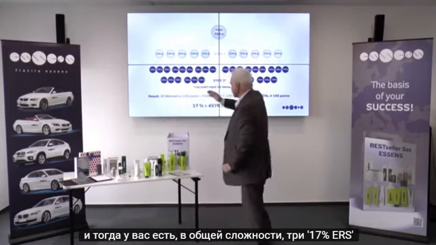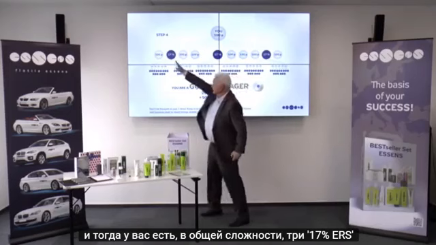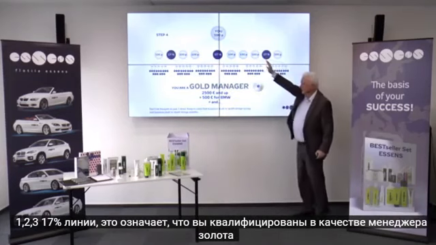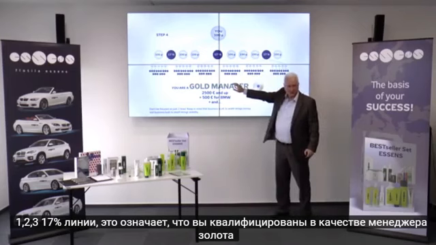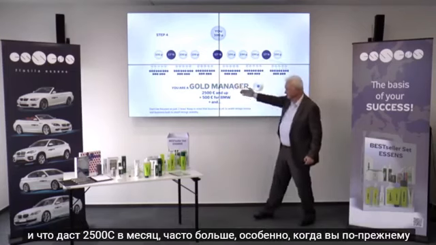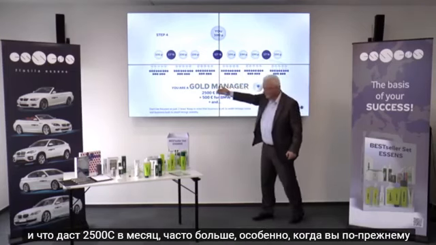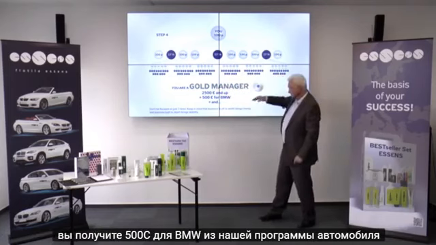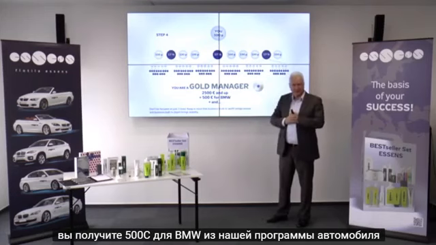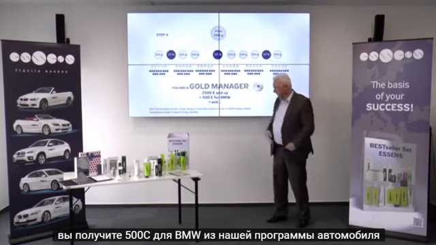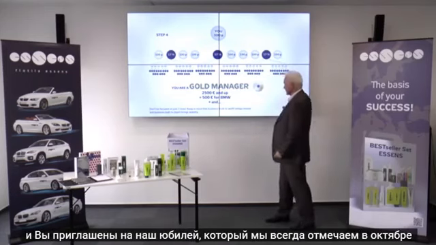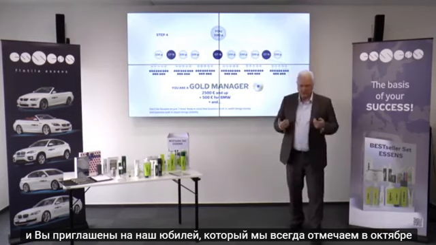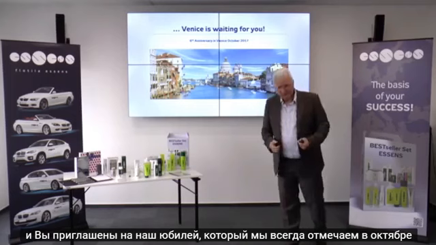And then you have in total 3 17% lines, 1, 2, 3. That means you are qualified as a gold manager, and that will give you 2,500 euro in a month, often more, especially when you continue. You will get 500 euro for a BMW from our car program, and you are invited for our anniversary, which we always celebrate in October.